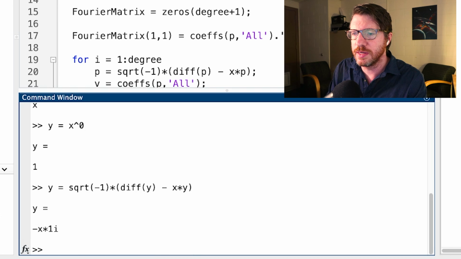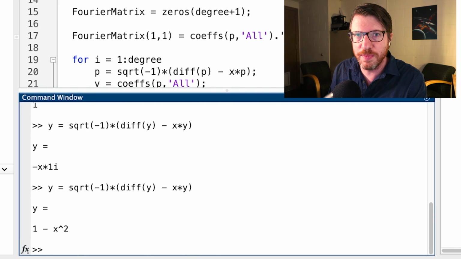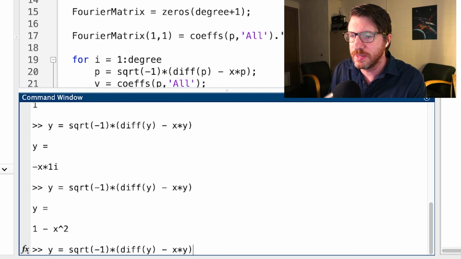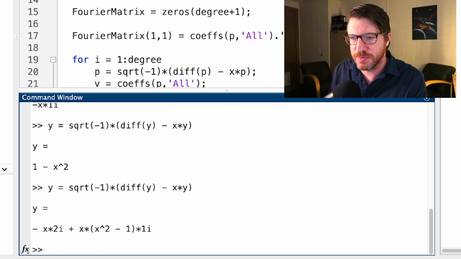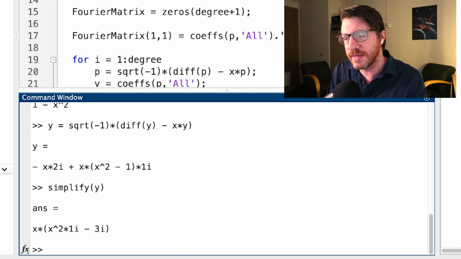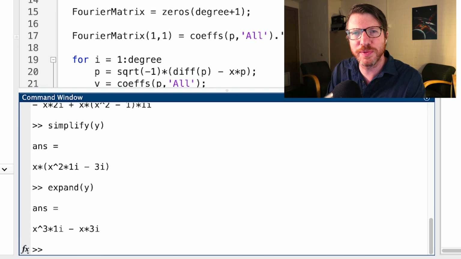If I do this, it gives me minus i times x. And if I do it again, it gives me 1 minus x squared, which is what we saw. And then I do it again, we get this guy. Can I do more? I could say expand y, and so on. There we go. That's more comfortable.